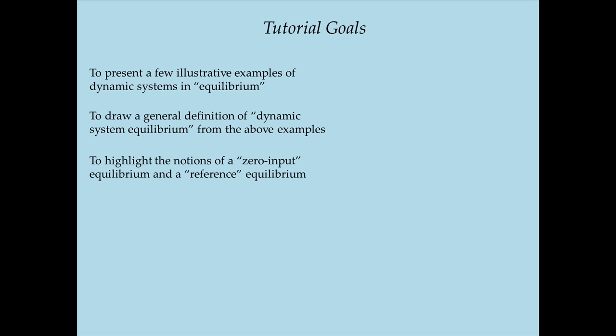And it turns out that depending on the system, all of these are legitimate possibilities. A system can have no equilibria at all, or a finite number of equilibria, or an infinite number of equilibria. So that we will cover in the next tutorial.